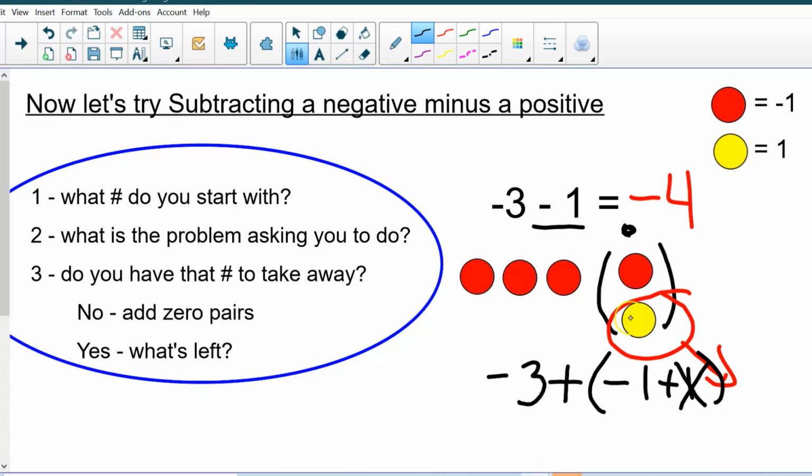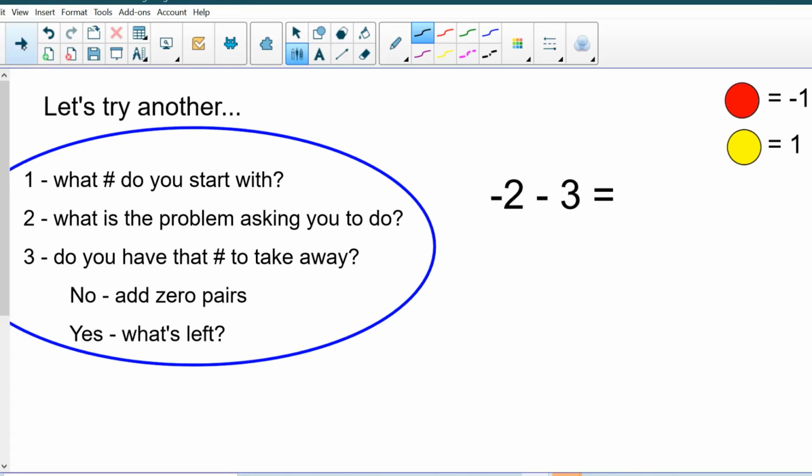It's opposite, right? So this was the same as saying negative 3 plus negative 1. And what's that equal? Yeah, negative 4. So notice it's the same thing. All right? Subtracting 1 is the same as adding the negative 1. Okay, let's do another one more like this together, and then you'll have one to try on your own.